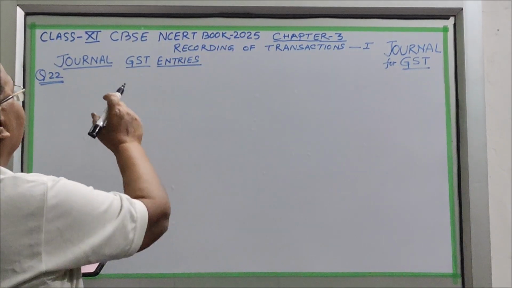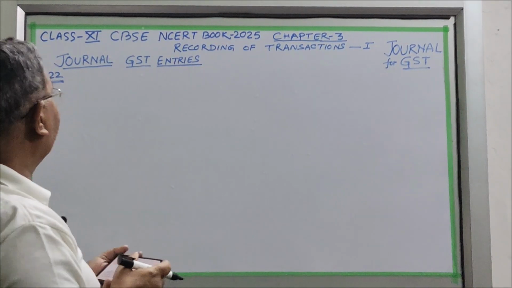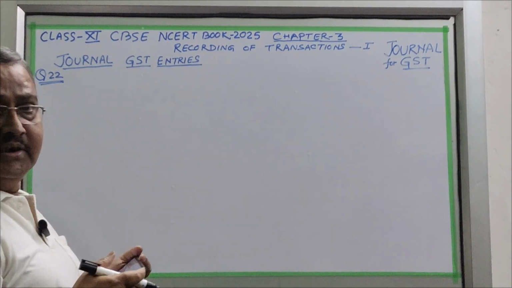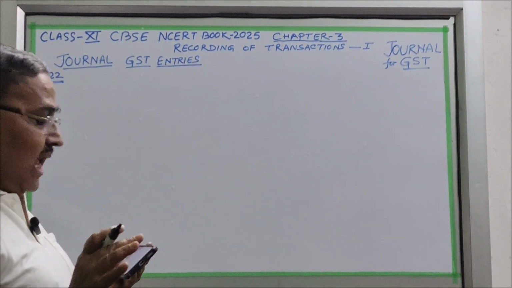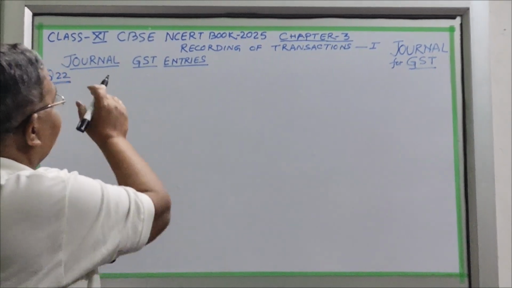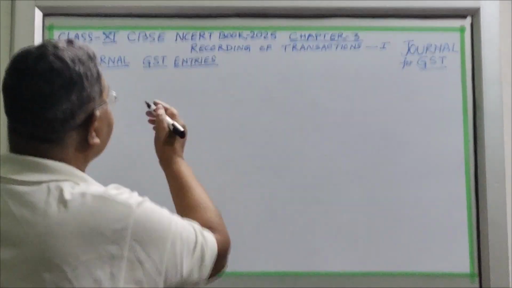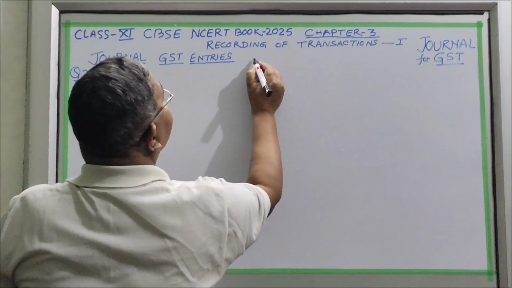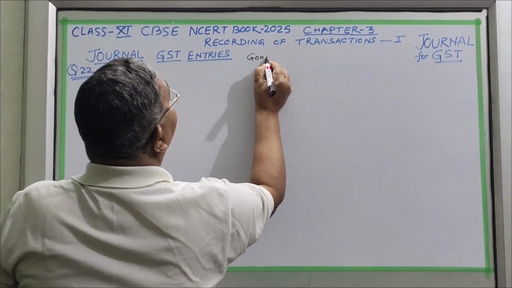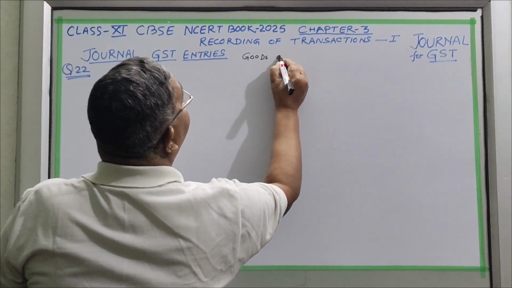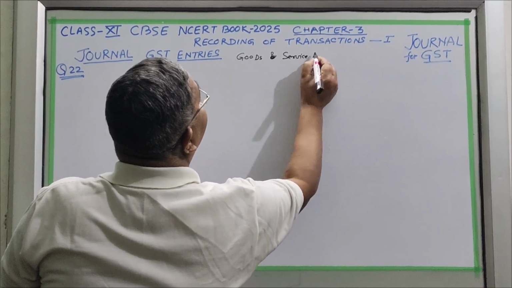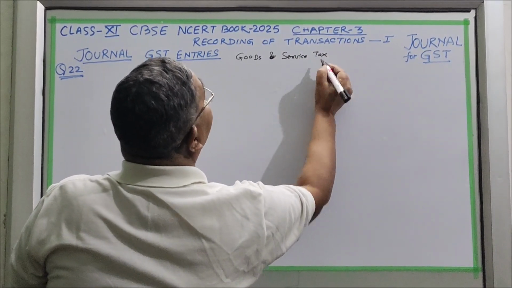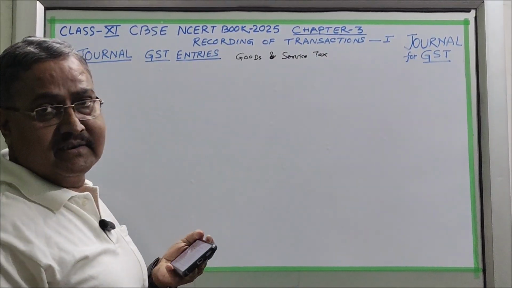So today we will be doing question number 22. In this question we will discuss general entries as well as GST entries. GST means goods and service tax. So GST also we will discuss.